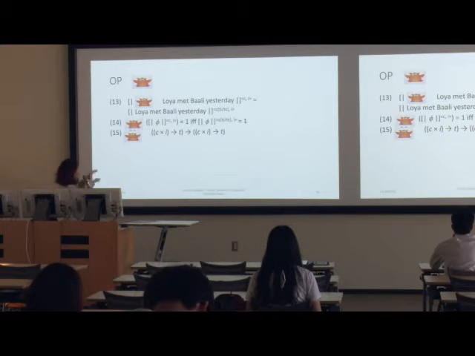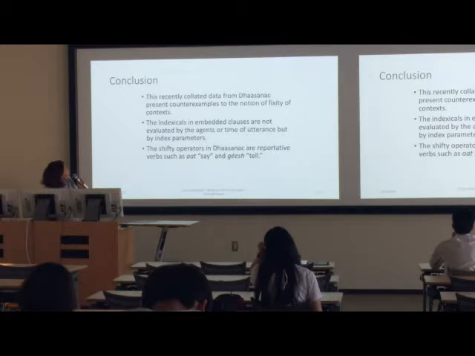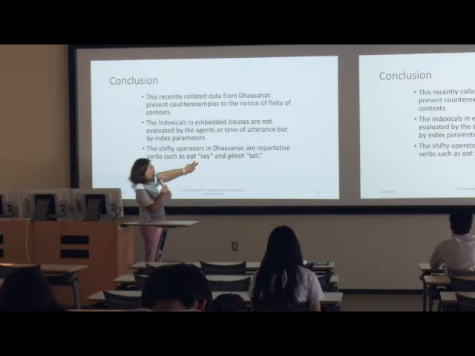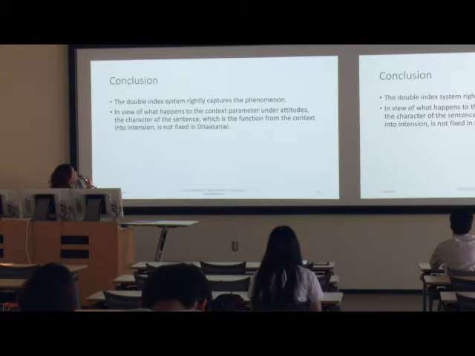So the context change operator monster has a type of context and index tuple to the truth value. It's a function that changes the context itself. So the monstrous function manipulates the tense and the person and the location. Okay. So the data in Dhaasanac says that the context is changing, and the monsters are present with verbs like say and tell. And if we think about the context index, we can explain things.